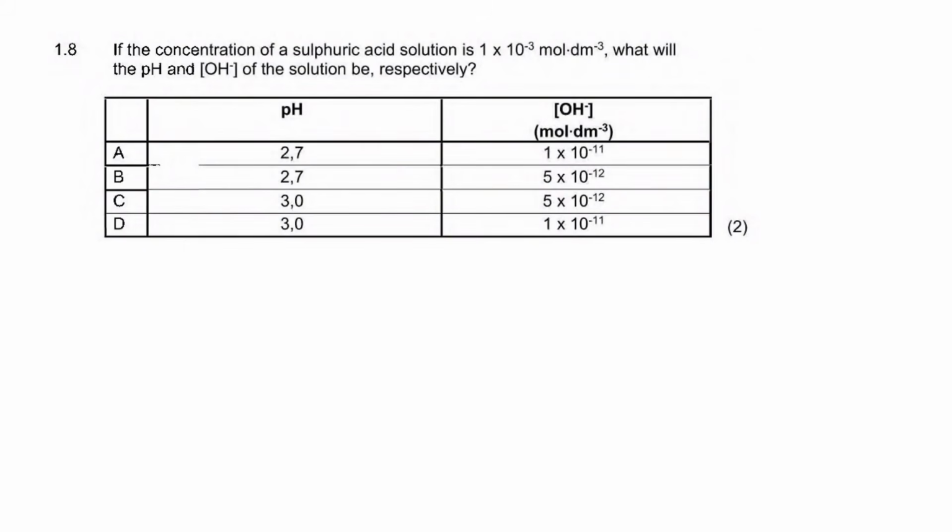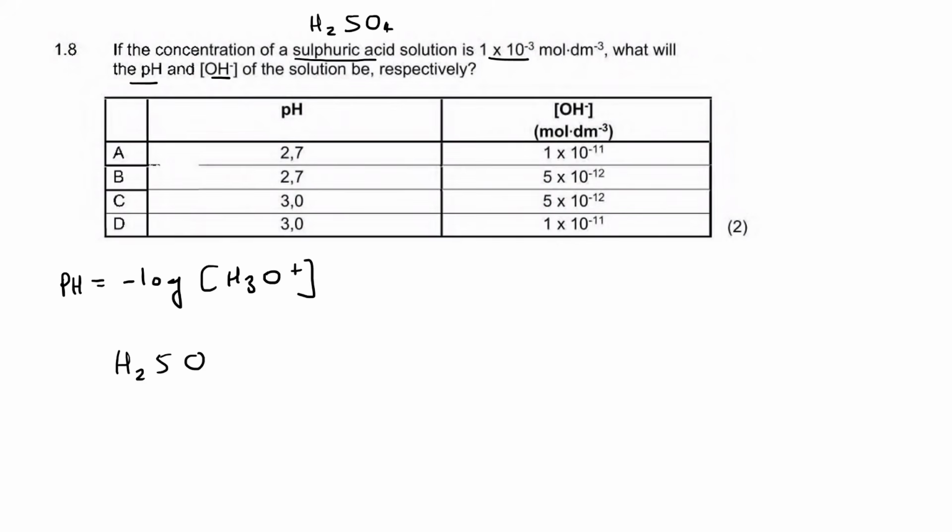If the concentration of a sulfuric acid solution is that, what will the pH and OH concentration be? Very, very easy. We know that pH is equal to negative log of H3O plus. So where does the H3O plus come from? Well, what we need to remember is that sulfuric acid, H2SO4, ionizes with water to produce H3O plus. Now make sure that you do balance the equation.